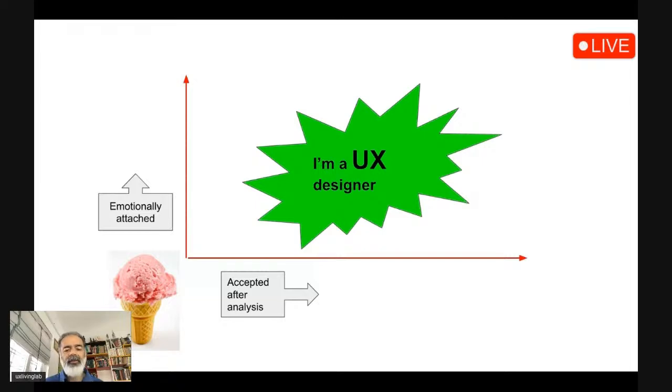Another aspect is that the consumer accepts the product after analysis. The consumer will think whether this product is good for my health or good for my family. Whatever the situation the consumer requires, he will think whether this product is good, and he will go through the specification of the product. Then some analysis goes on based on the knowledge of the consumer. Then the consumer will accept the product. So these are two different directions. One is emotionally attached, the other is attached after analysis. I hope you are getting it, right?